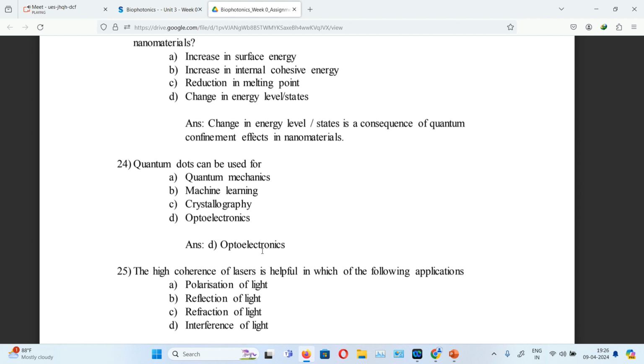So reflection of the light, refraction of the light. All the lights, irrespective of coherence, will get reflected. Refraction also. Interference of the light will also happen in all wavelengths. But for the interference effect to be visible, the light should be in the coherent band. Okay.